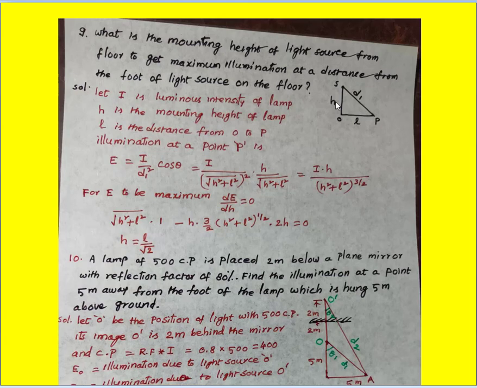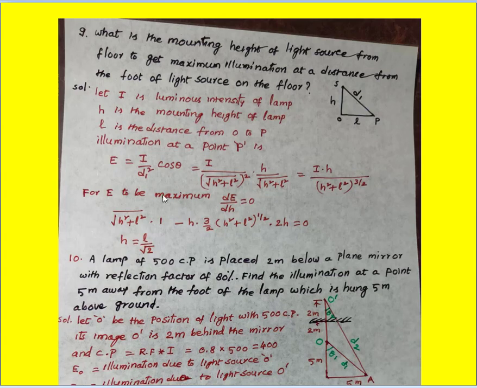So it means we have to establish a relation between L and H. To get this, we have to use Lambert's cosine law. So before we use that, we draw the diagram like this. So this is the height of the lamp from the floor, and this is the distance of the surface, that is L, from the foot of the lamp, and the distance between the light and the point P is given by D1.